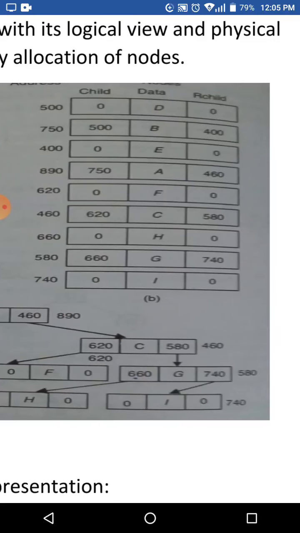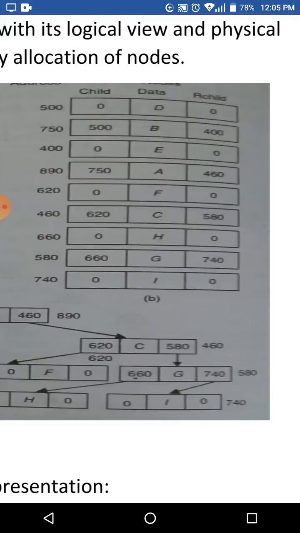Left child, data, and right child. Left child, right child. So suppose D element has the address 500. B has the address 750. So we have to link up all these left pointers and right pointers. Basically root is A. Next left pointer is B, pointer linking up. And next C is the right pointer. C has the right child, so right pointer has to link up to the A node.